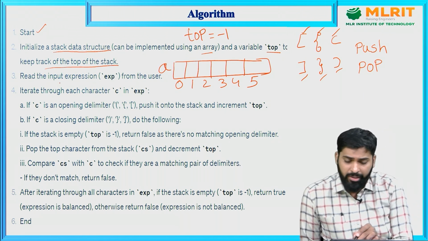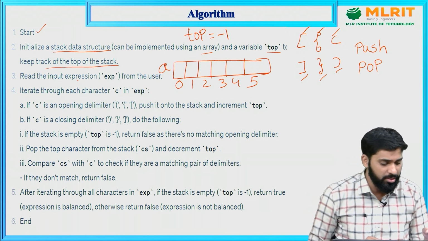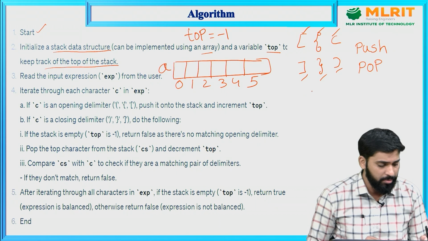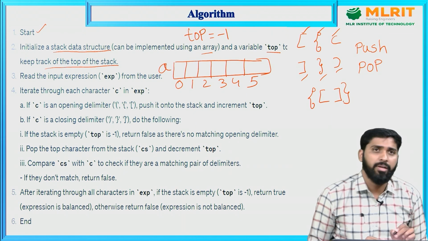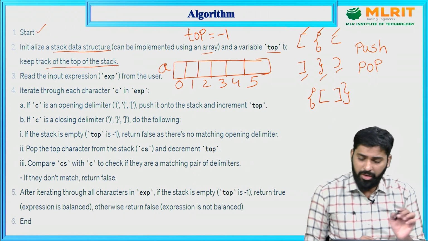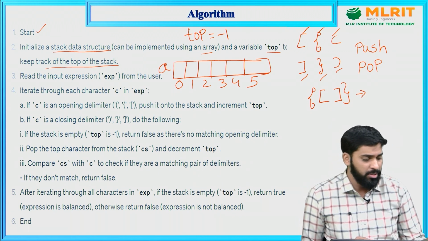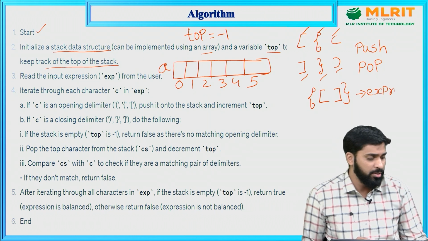Now read the input expression from the user. Let us assume this is the expression: I write flower bracket, square bracket, close square bracket, and close flower bracket. Now you all know the answer, it is balanced.